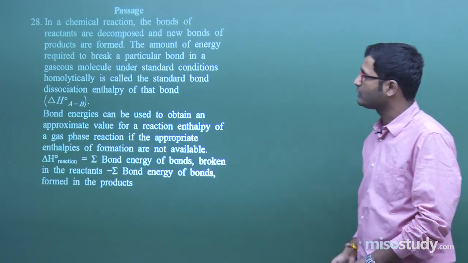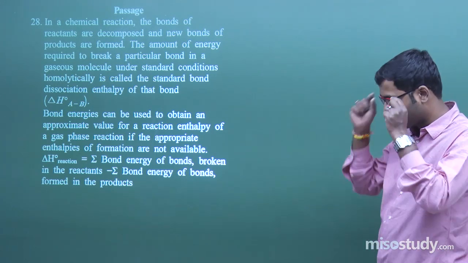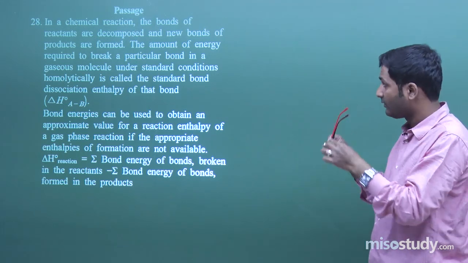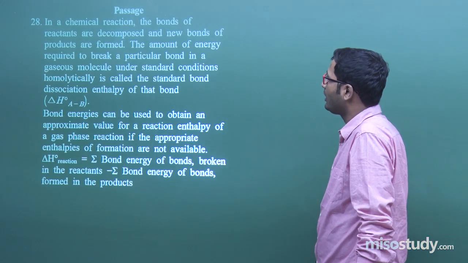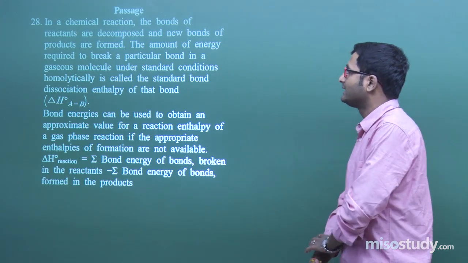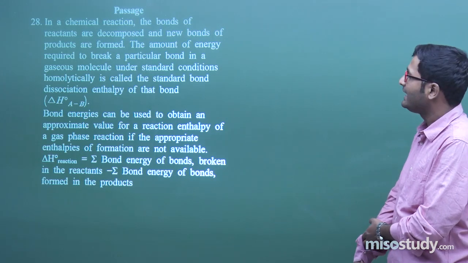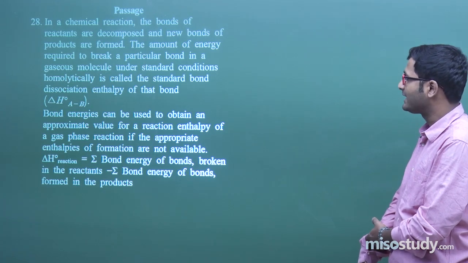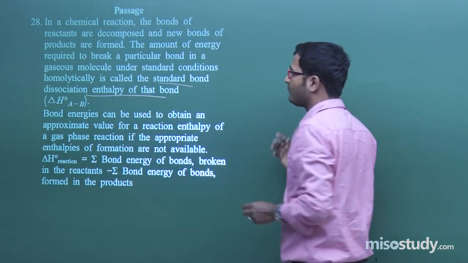The next question we are going to solve here, question number 28. Now what is the question? This is a passage type question. Read the question carefully. In a chemical reaction, the bonds of reactants are decomposed and new bonds of product are formed. The amount of energy required to break a particular bond in a gaseous molecule under standard condition homolytically is called the standard bond enthalpy of that bond.